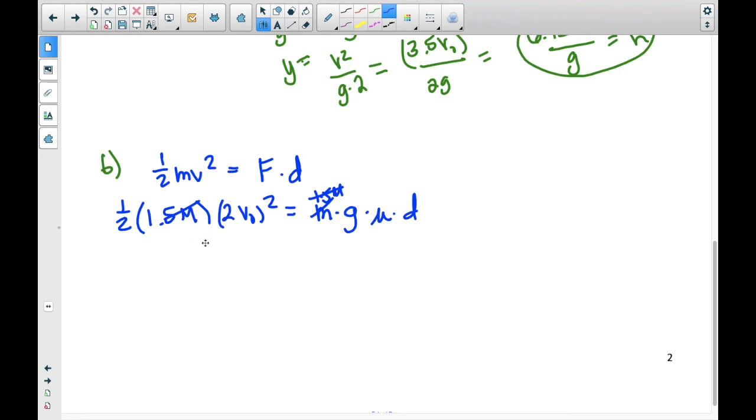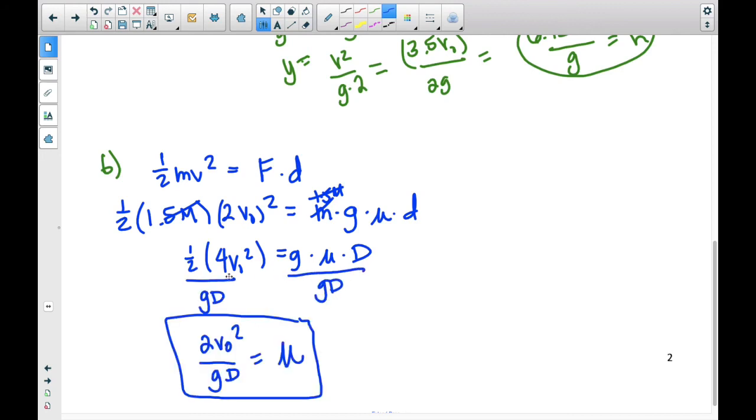So now what we have is 1/2 times 4 VO squared is equal to G times mu times, this time I'm using a capital D because that's what they used in the problem. I need to solve for mu. This question was all about mu. So I'm going to divide by G capital D. So I do my math and I do my division and I come up with the mu. The mu value is 2 times VO squared over GD.